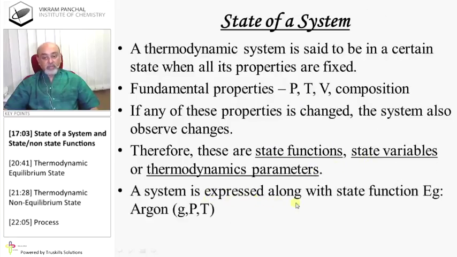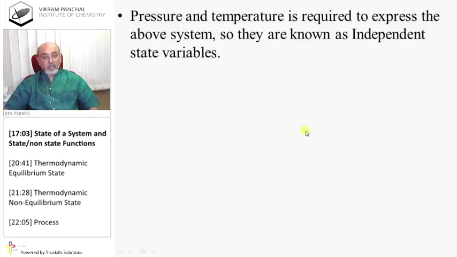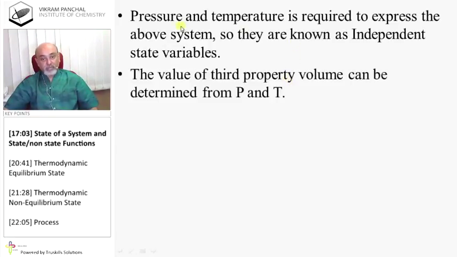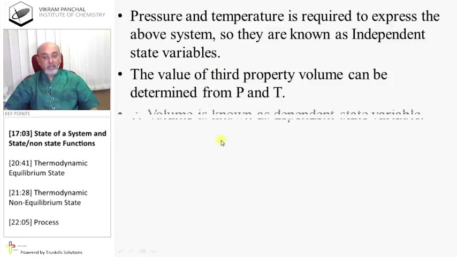A system is expressed along with state functions. For example, argon. Argon is in gaseous state. Its pressure is mentioned, its temperature is mentioned. Then, pressure and temperature are required to express the above system. So they are known as independent state variables. And from pressure and temperature, we can find out volume also by using the PV = nRT equation, and that is why volume is a dependent state variable which depends on pressure and temperature.